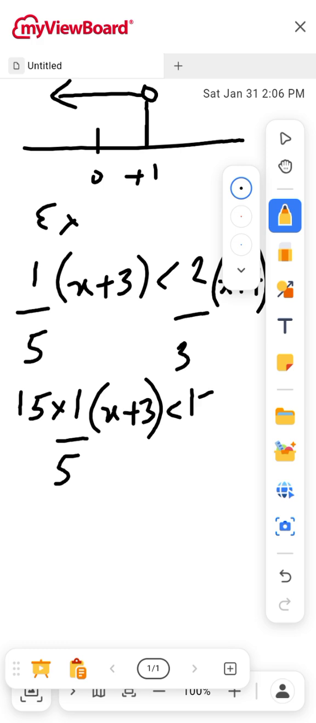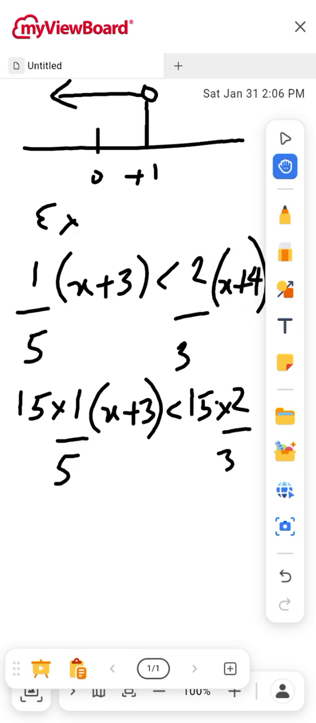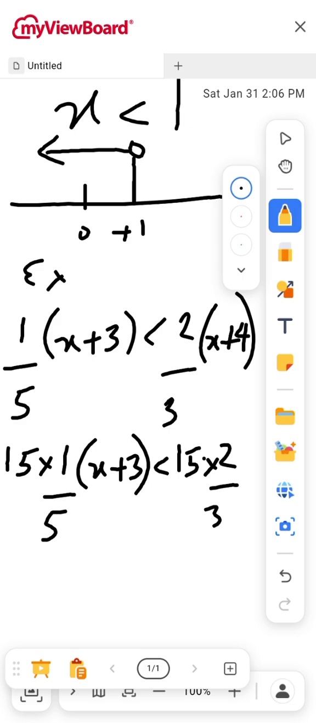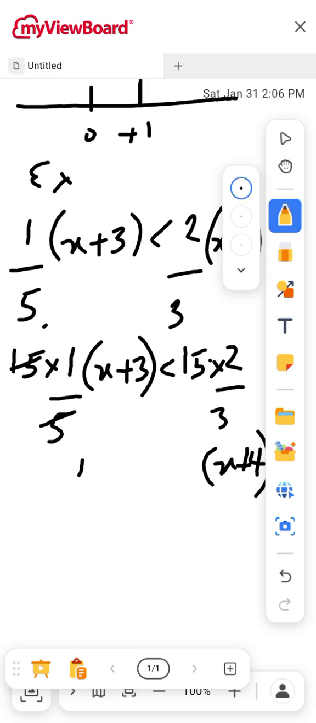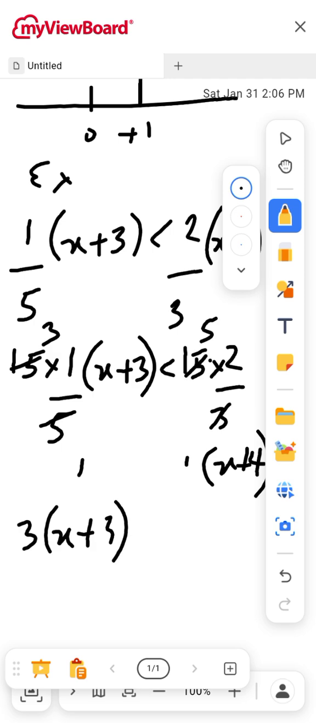Less than 15 multiplied by 2 over 3 into brackets x plus 4. Okay, what happens here? Let us see. I have 5 here 1, 5 here 3. That will be 3 into brackets, 3 times 1 is 3, x plus 3. Then here, 3 here 1, 3 here 5. So 5 times 2 is less than 10 into brackets x plus 4. Then you can now solve.